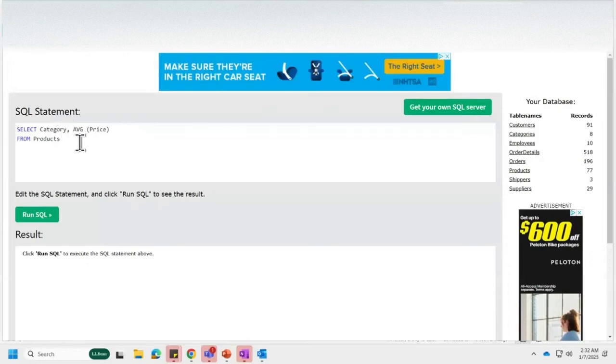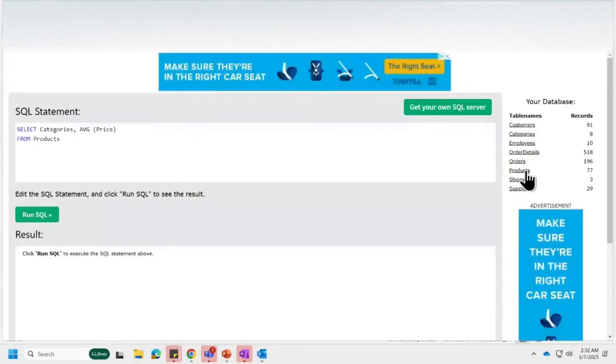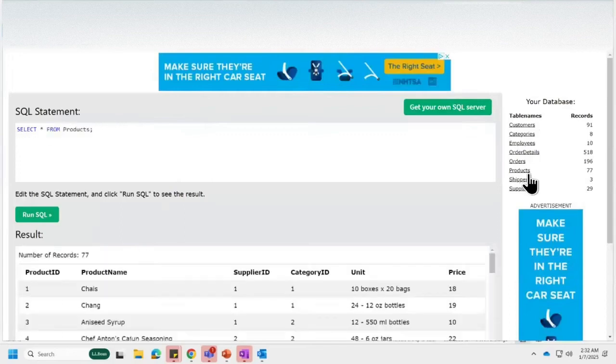Shouldn't it be categories? See the table name. No, not this category. In the product table, you have those categories. In the product table, should I control click and open it in a new tab? Yes, you can open this. You will see you have price over there. Delete the whole query.